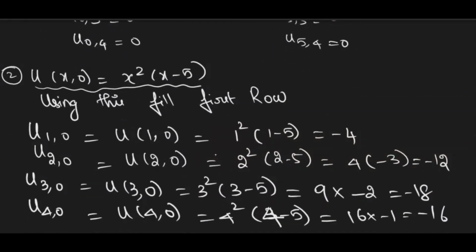So u suffix 1 comma 0 is same as u of 1 comma 0. That is x is 1 and the other value is 0. So here 1 square into 1 minus 5, because this is my equation, x square into x minus 5, that is minus 4. 2 comma 0 is 2 square into 2 minus 5, that is minus 12. 3 comma 0 is 3 square into 3 minus 5, that is minus 18, because here only you are getting square. 3 minus 5 is minus 2, 9 into minus 2 is minus 18.